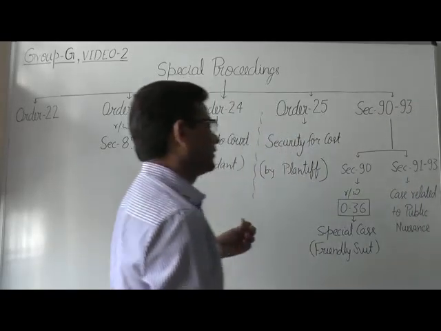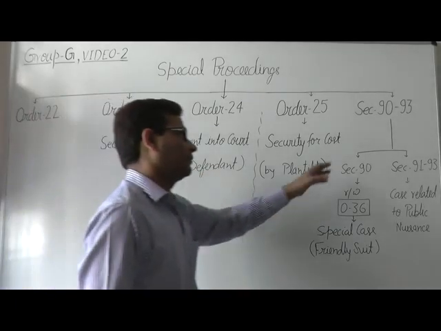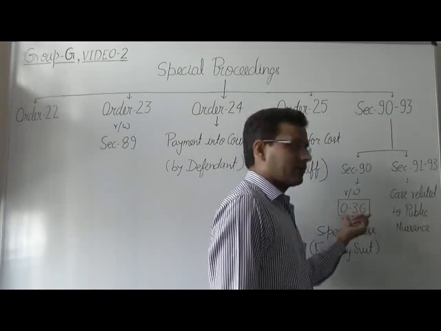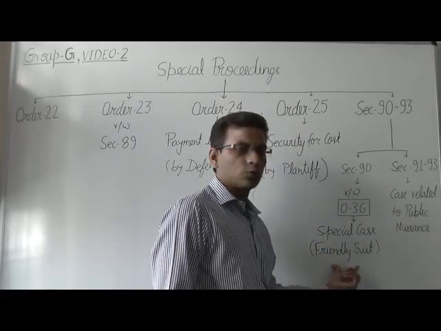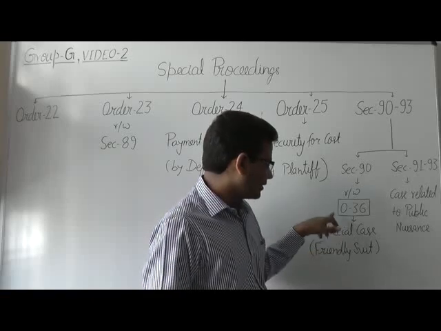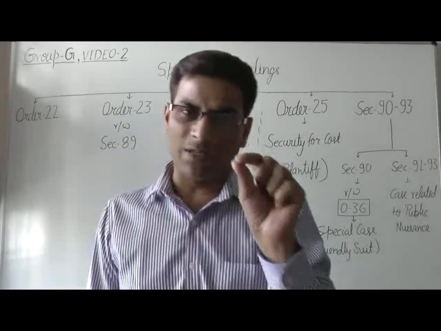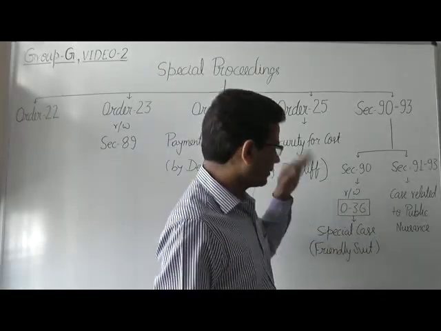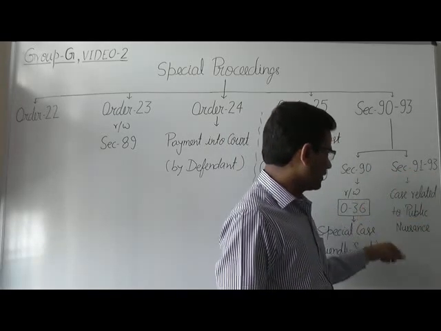Section 90 to 93, I have classified the 4 sections into 2 groups. Section 90, to be read with Order 36, is a special case, friendly suit. We will discuss this when we discuss the provisions of special suits. Okay, so we will discuss it in that group. Sections 91 to 93 we will discuss here.